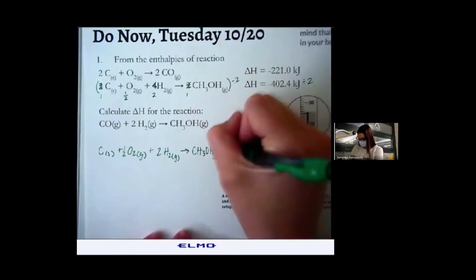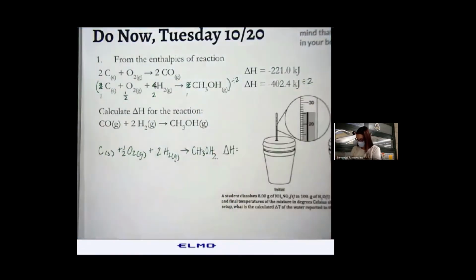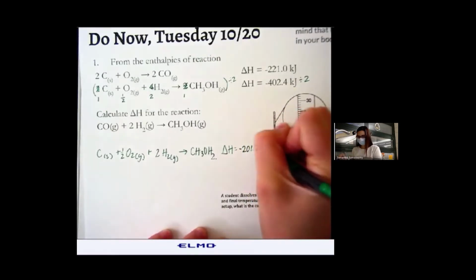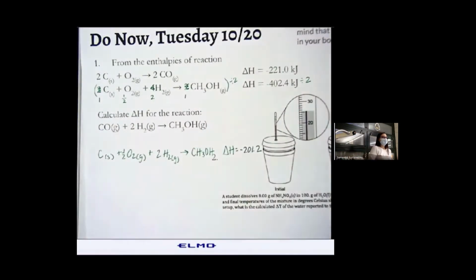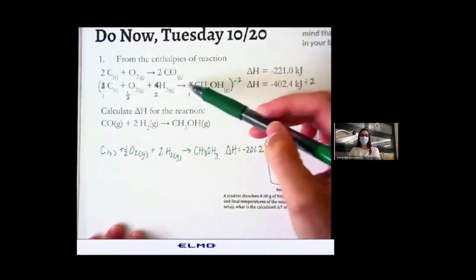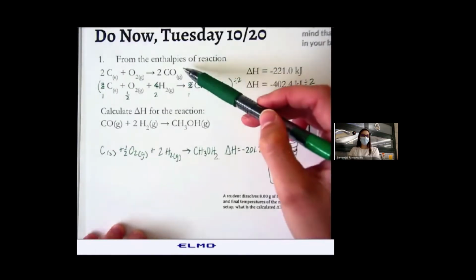And that delta H is negative 201.2. So it's still the same sign because I didn't have to flip the equation. I just had to divide it by 2. So then we look at this top equation. I manipulated the bottom equation, so now we have to look at how we manipulate the top equation.